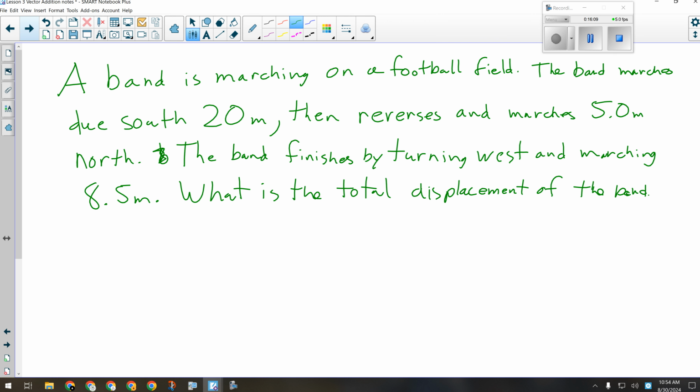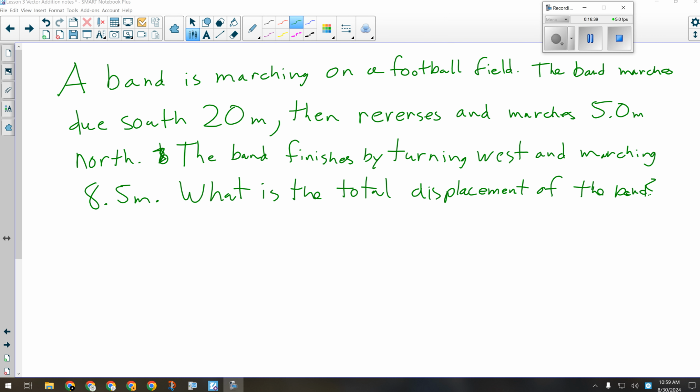Okay, so a band is marching on a football field. The band marches due south 20 meters, then reverses and marches 5 meters north. The band finishes by turning west and marching 8.5 meters. What is the total displacement of the band? All right, I'll give you a few minutes on that one. Draw your diagram out, do your tail to head stuff, so that you get that triangle that you can use.